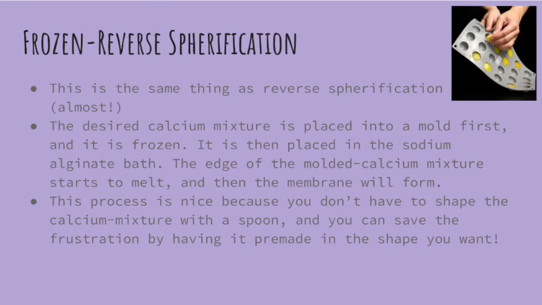So the last type of spherification we're going to talk about is frozen reverse spherification, and this is basically the same thing as reverse spherification. You're still going to have the calcium solution or calcium mixture that you're going to place in the sodium alginate bath. The only difference is that when you make this calcium mixture, you're going to freeze it by putting it into a mold, and then after it freezes, that's when you place it into the sodium alginate bath. The plus side to this process is that because you don't have to shape the mixture with a spoon, you can save any frustration or time it might take to make the shape, and you get whatever shape you want by putting it into the mold.